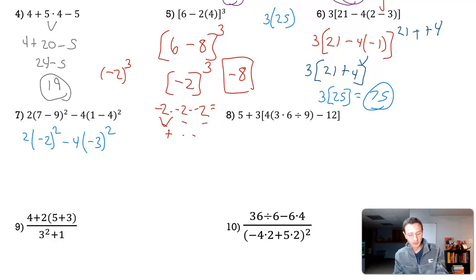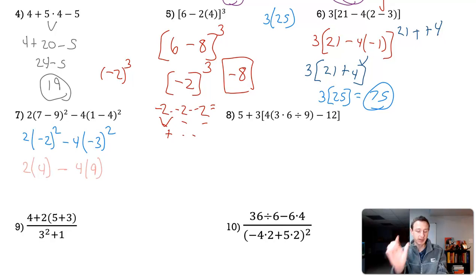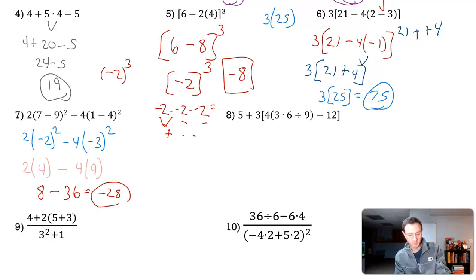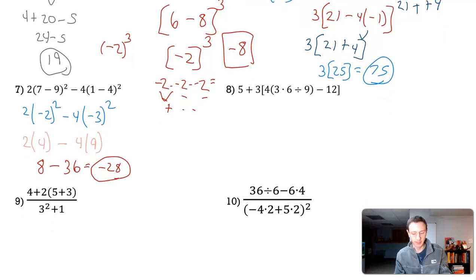So 2 times 4 minus 4, and then this is negative 3 to the second power. So negative 3 times negative 3, which is positive 9. 2 times 4, and now we have multiplication minus a multiplication. So I want to do the 2 separate multiplications. 2 times 4 is 8, minus 4 times 9 is 36. Now we just have 8 minus 36, which is going to be negative 28. Good work with exponents there.